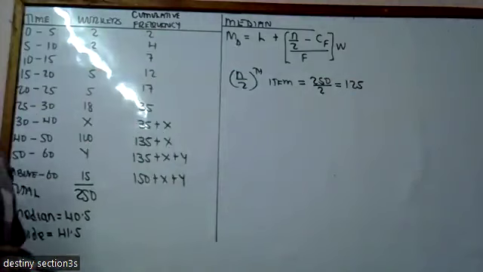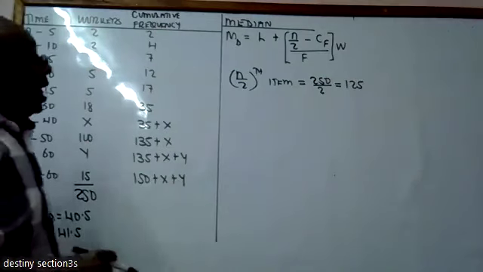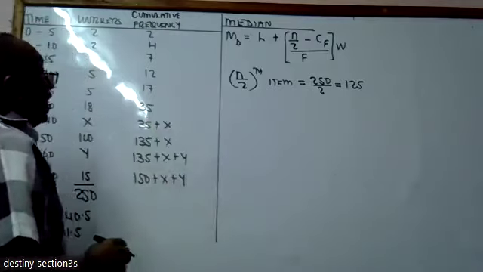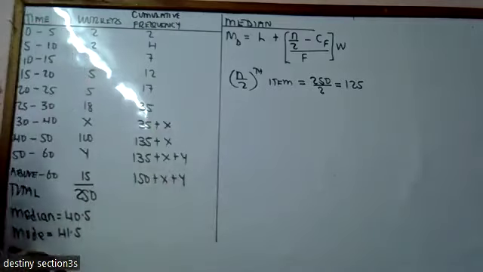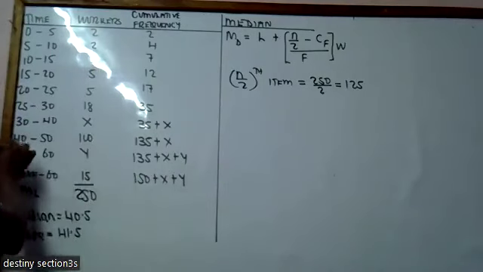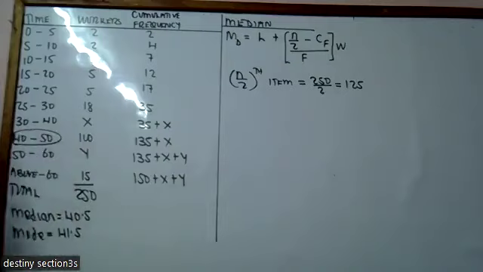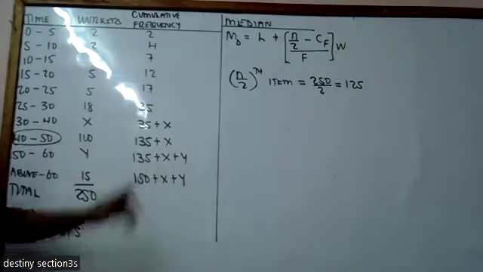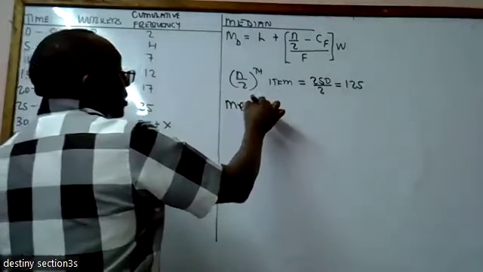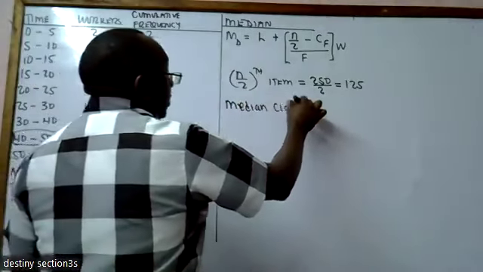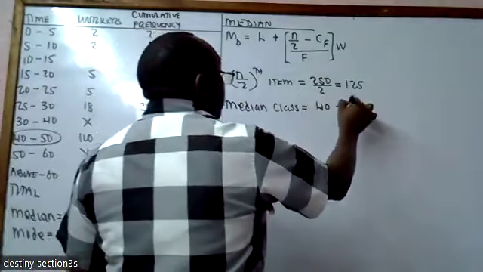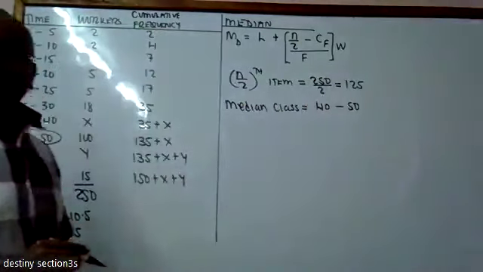So now, when you say that, you come and find that 125 will be found here, because 125 is here. So the median class is the class of 40 to 50.